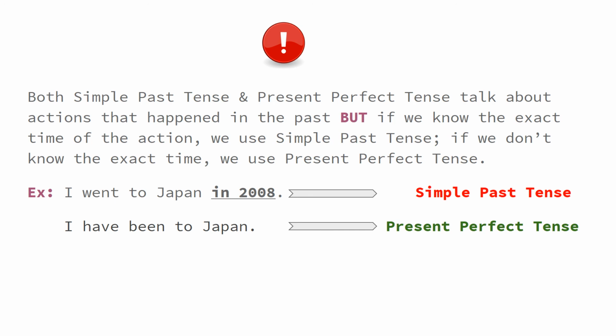If you don't know the exact time of the action, you use the present perfect tense. For example, I have been to Japan. In this sentence, do you know when I went to Japan? That's right, the answer is no. Since we don't know when the action happened, you need to use the present perfect tense.